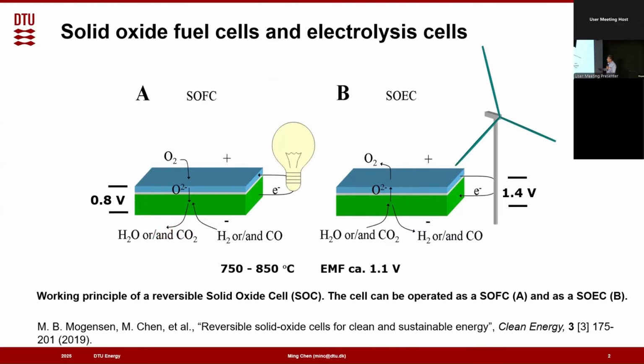Since we are using oxide, we operate at quite high temperature, 750 to 850 degrees. This high temperature improves the efficiency, but also brings quite many chemical reactions and phase transformations. This is where CALPHAD and Backstage can be used. And one cell only provides 1.4 volts, so it's not for real application.